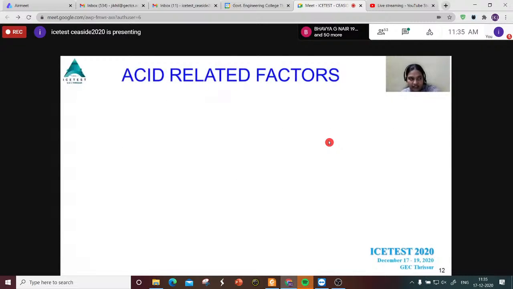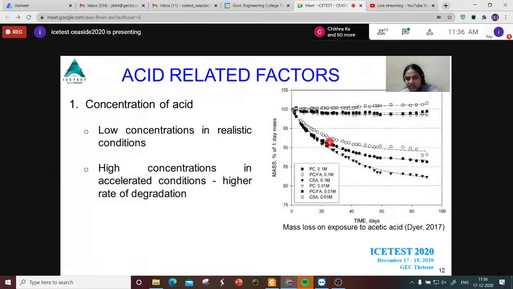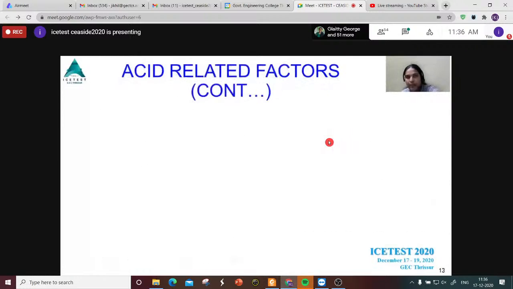Next is acid-related factors. First is concentration of acid. As already said, in realistic condition it is low, and in accelerated condition it is very much higher and provides higher rate of degradation. This is a graph of an experiment done by Dyer related to the mass change on exposure to acid attack. It shows that the same mineral may behave differently when exposed to both lower and higher concentration of the same acid.